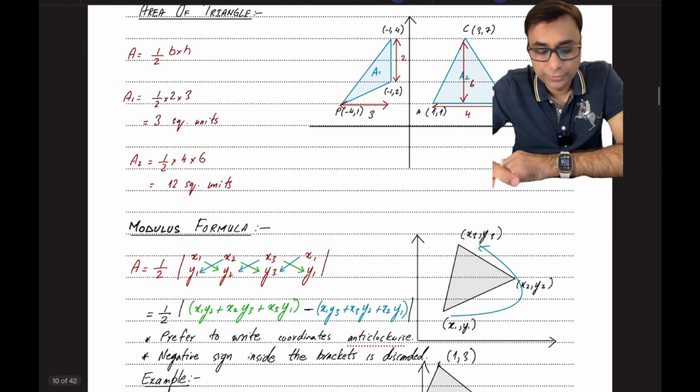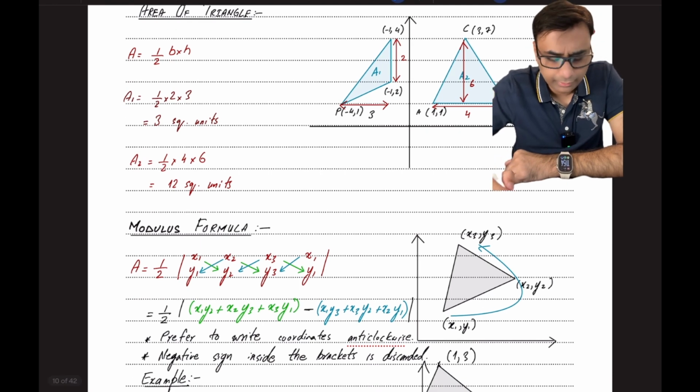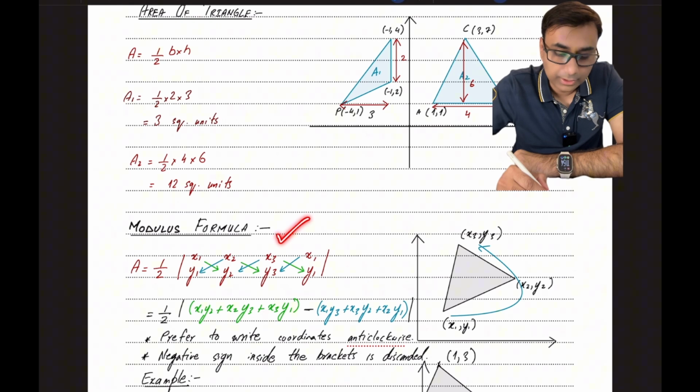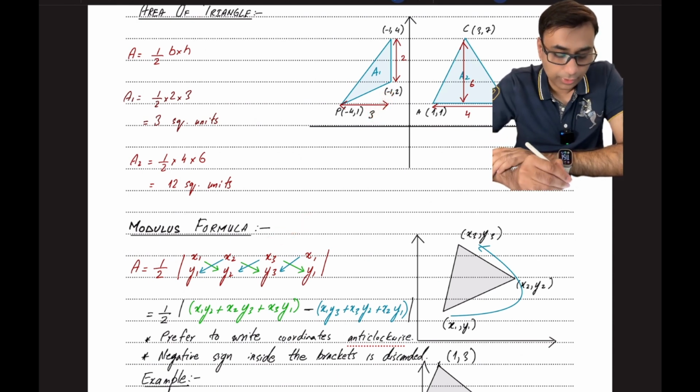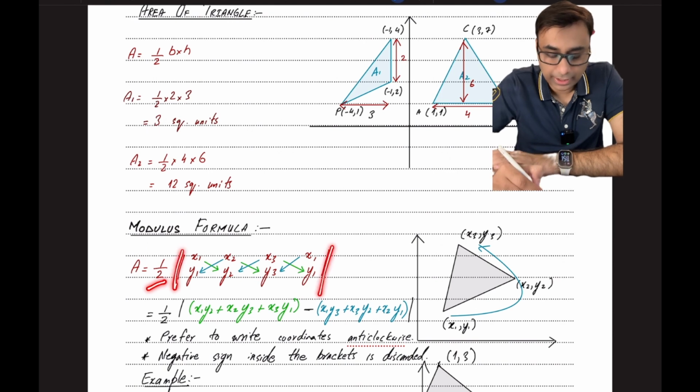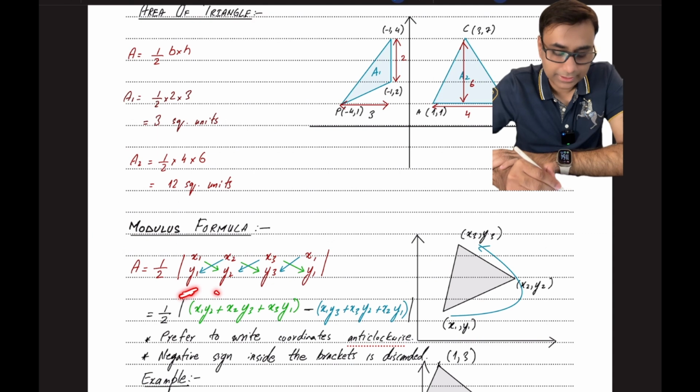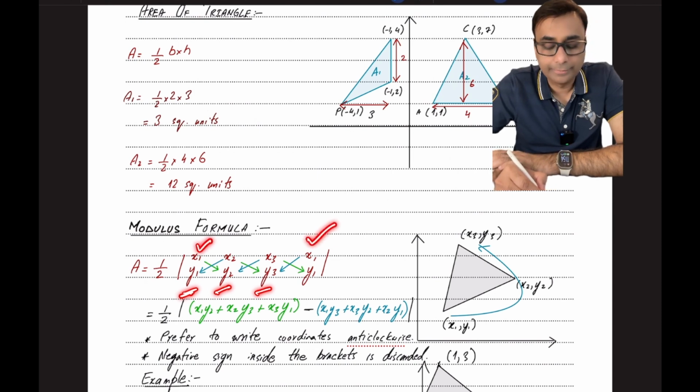There is another way to find the area. It's a little longer way, using the modulus formula, but this formula is effective even in situations where you have one side either horizontal or vertical. You can still use this particular formula, where the formula goes like half, you make a modulus sign, and then vertically you write down the coordinates of the triangle. So you write down the first coordinate, the second coordinate, and then the third coordinate, and then lastly you write down the first coordinate back again.